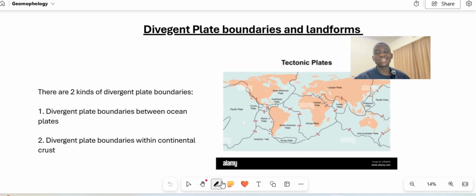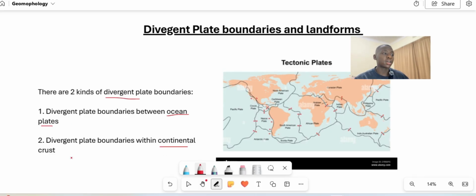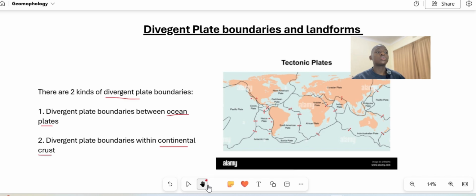So this is a continuation from the theory of Wegener. So we're going to continue from the theory. First and foremost, there are two kinds of divergent plate boundaries: the divergent plate boundary between ocean plates and the divergent plate boundary within continental crust. Those are the two different types of divergent plate boundaries. So let's get more into them.